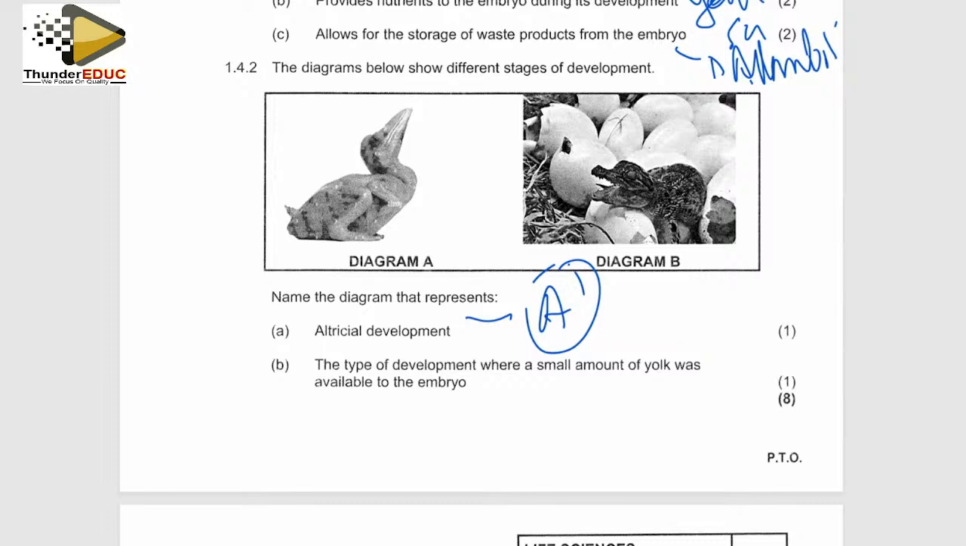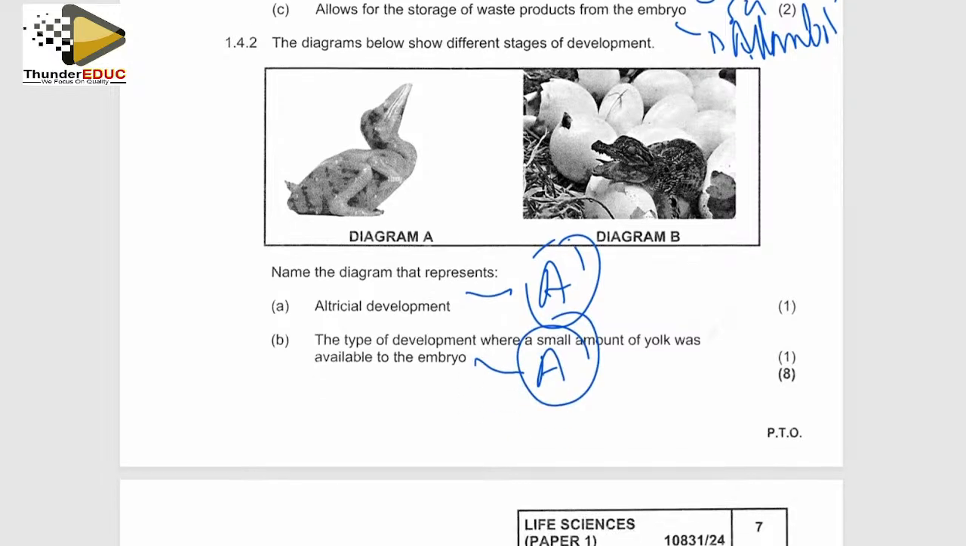I explained this yesterday, and I said that they are closed because the eyes have a small amount of what? They have a small amount of yolk. So that's why they don't have enough food nutrients to make them develop. So the answer still becomes diagram A.